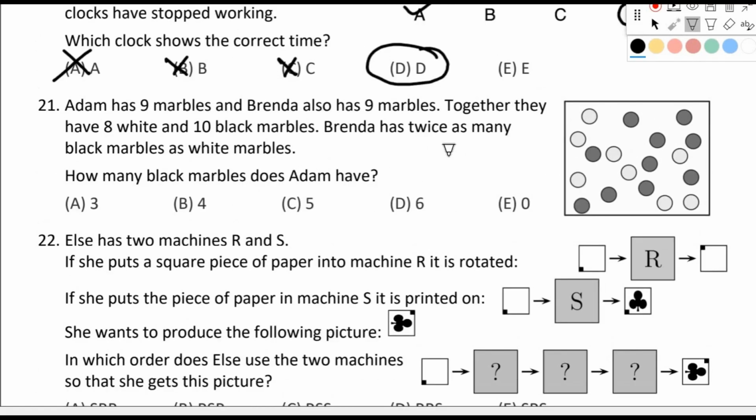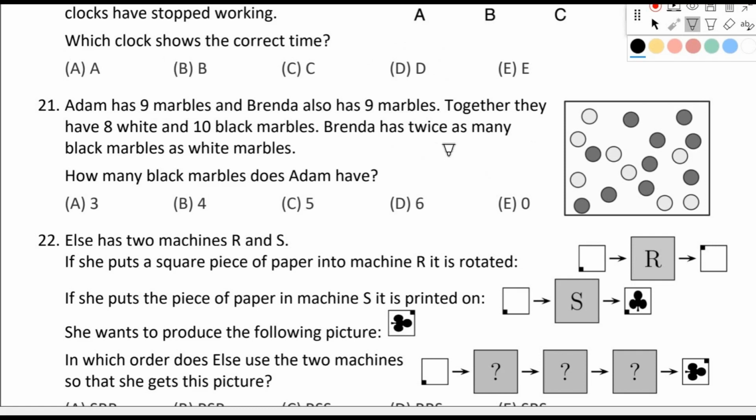Let's see. 21st question. Adam has 9 marbles. Brenda has 9 marbles. Oh, both of them have 9 marbles. Together they have white and black marbles. Okay. 8 white and 10 black. So actually 9 plus 9 is the same as 8 plus 10. So 8 white, 10 black. Okay. Brenda has twice as many black marbles as white marbles.